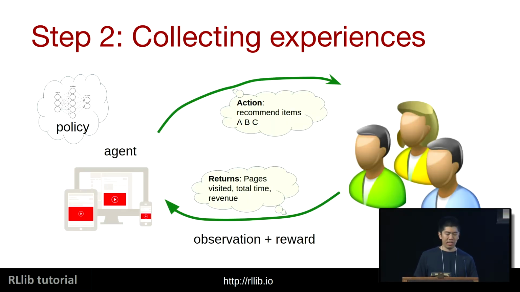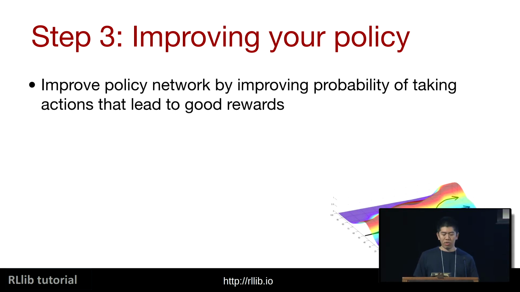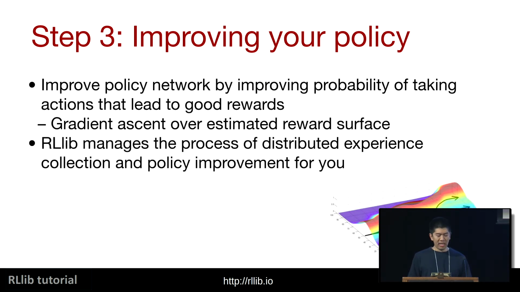The next step is collecting experiences. This is the interaction loop of taking your agent, telling it to compute some actions, letting it interact with the environment, and getting return and repeating this process. And then you want to improve the policy. So at a very, very high level, you want to improve the policy network by improving the probability of taking actions that lead to good rewards. So you can do this with SGD. Fortunately, a lot of libraries such as RLlib manage this process of distributed experience collection and policy improvement for you.